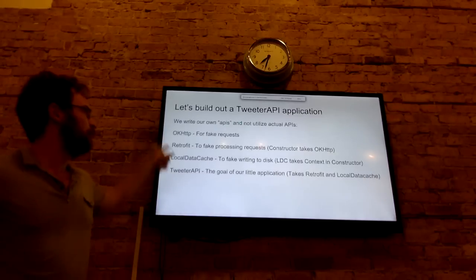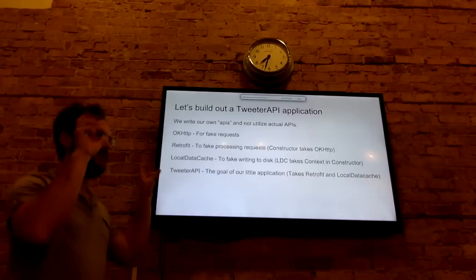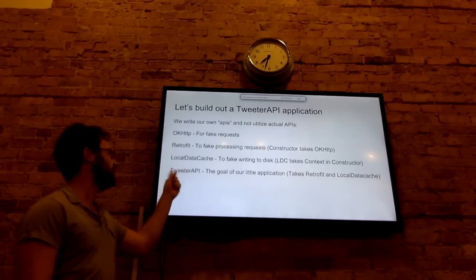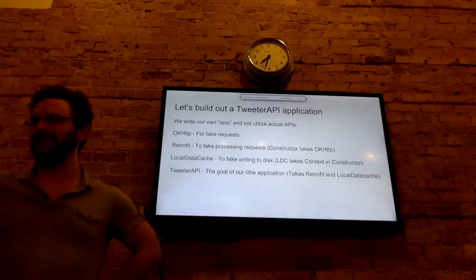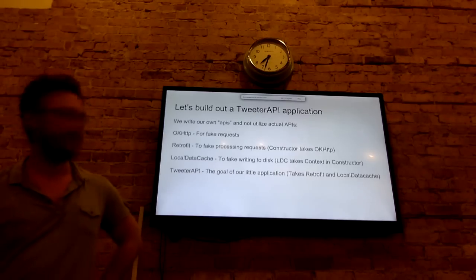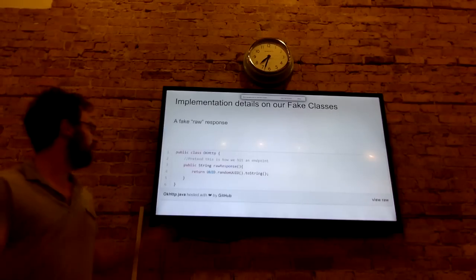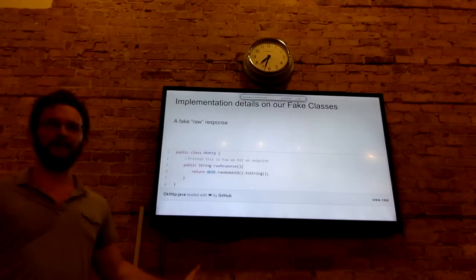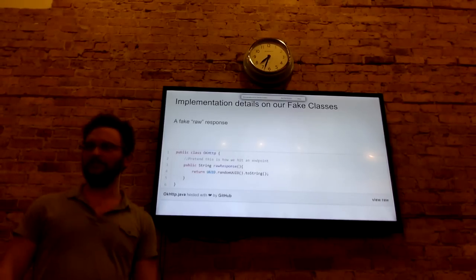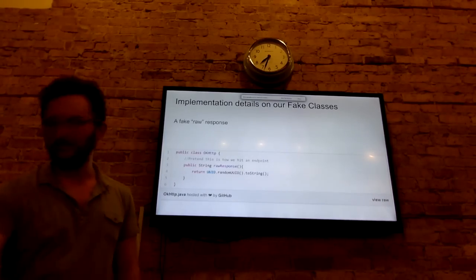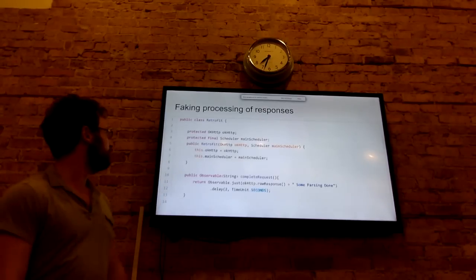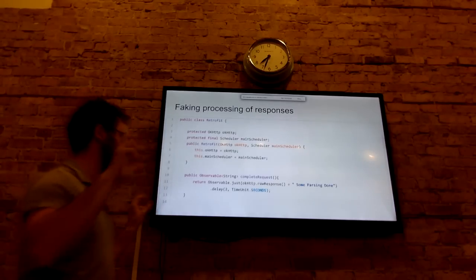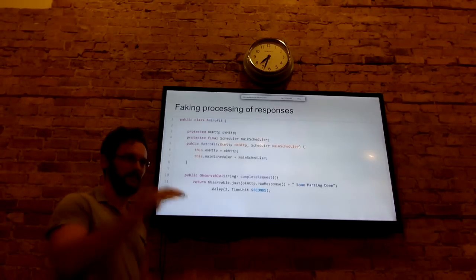So we're going to build out a Tweeter application. We're going to require a fake OkHttp, a fake Retrofit, a fake local data cache, and a fake Tweeter API. Everything's fake just so it's highly readable. Here we have our OkHttp client, which makes a request and returns a UUID, completely random, like some data I got from the internet. Here we have a Retrofit, which is normally the type safety thing, but for this example it's just doing some arbitrary parsing of the data that the OkHttp client returned.